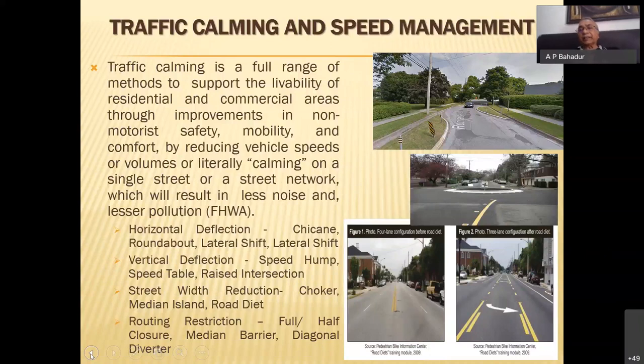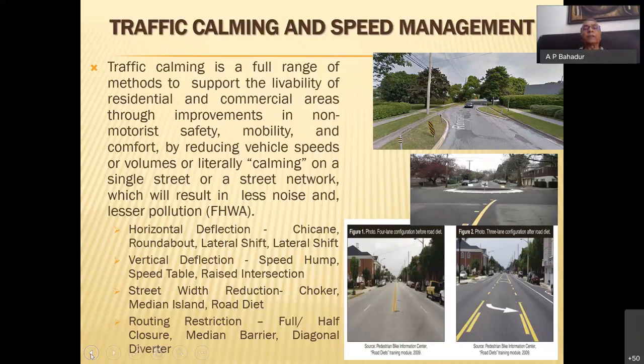I think your detailed program also includes something on traffic calming. Now, I would like to emphasize upon you all that please, for God's sake, always keep it in mind that the term traffic calming has been defined. It started from Europe, UK and Holland. So it is basically for the residential streets. It is not for the public roads. So when we are talking of traffic calming, it is for the residential streets.